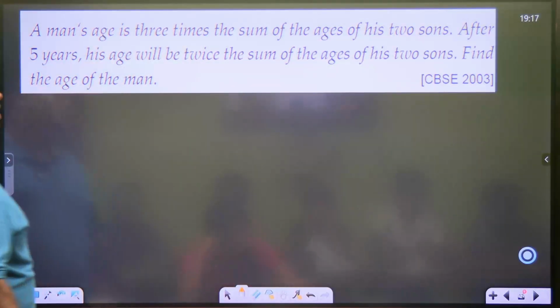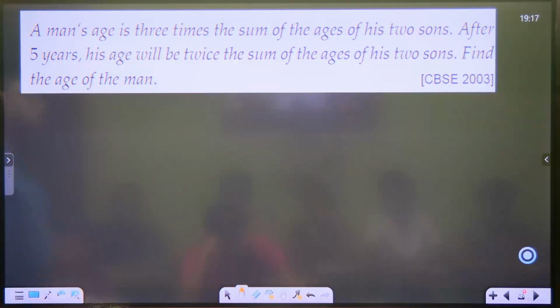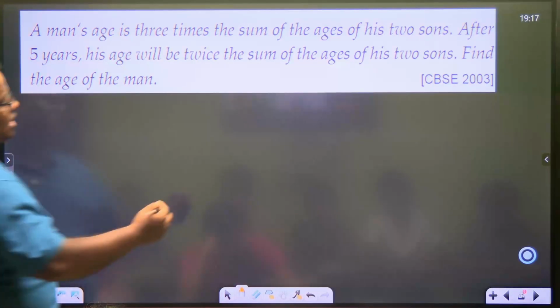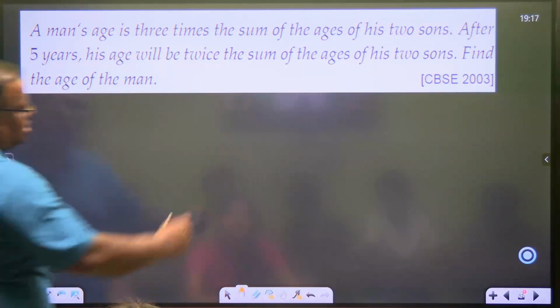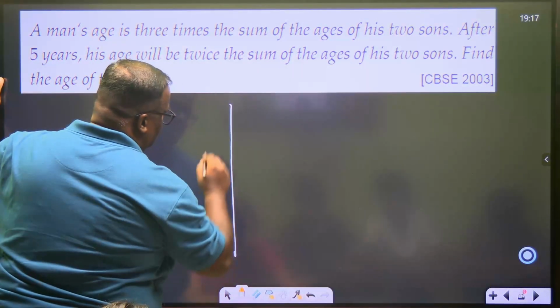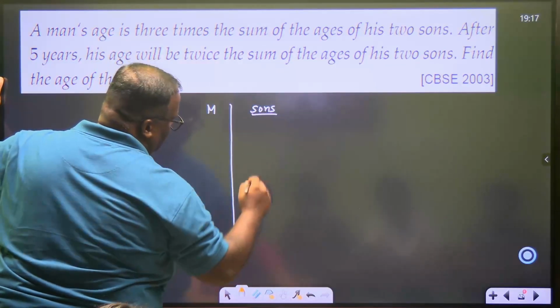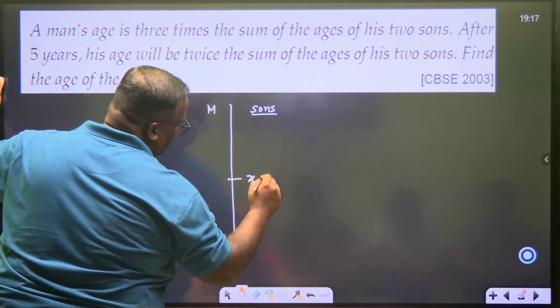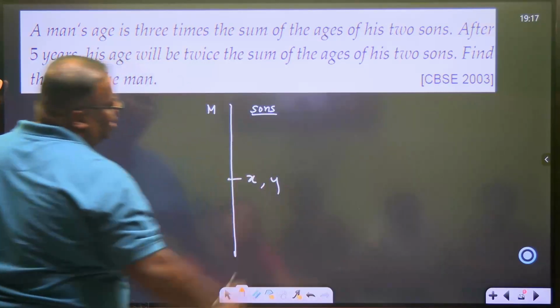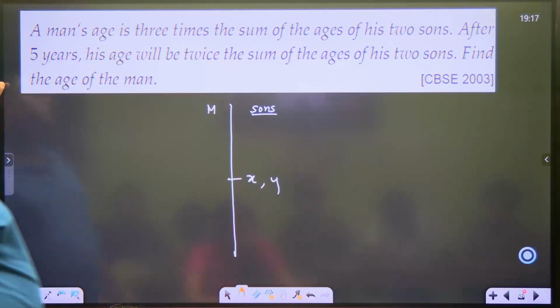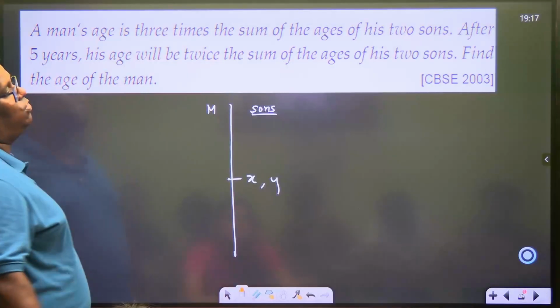A man's age is 3 times the sum of the ages of his 2 sons. This can be done like this. Here you put man and here you put sons. And the sons' present ages you can put x and y. So a man's age is how much? 3 times the age of.